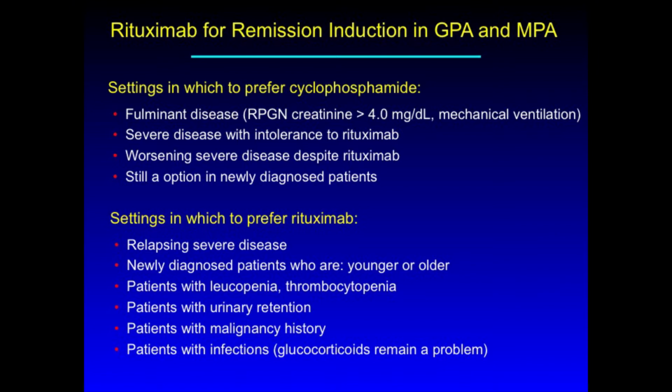Patients who have leukopenia or thrombocytopenia, and patients who have urinary retention, where bladder concerns with cyclophosphamide could increase their toxicity risks. If a patient has had a malignancy history, similar to RA, rituximab would be a favored therapy. And in speaking with infectious disease colleagues about the pros and cons of these agents, they tend to favor rituximab, although of all the therapies we use, glucocorticoids are probably the most problematic. And for induction of severe disease, that would be necessary.